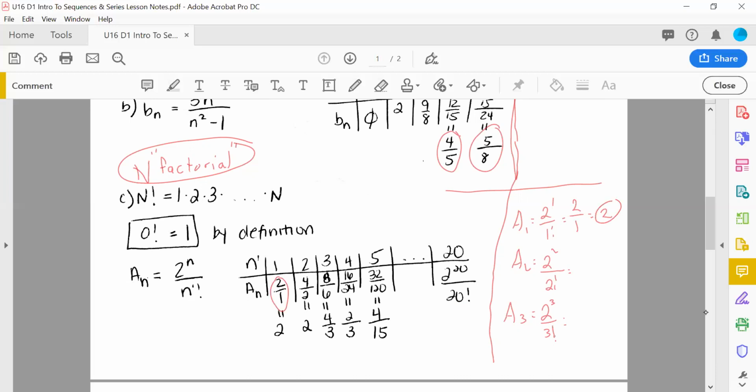If I plug in 2, that's 2 squared, which is 4, divided by 2 factorial, which is 2 times 1. So 4 divided by 2 is also 2. There it is right there. To the third, 2 to the third is 8, and 3 factorial is 3 times 2 times 1, which is 6, and 8 over 6 reduces to 4 over 3. And that answer is right there.